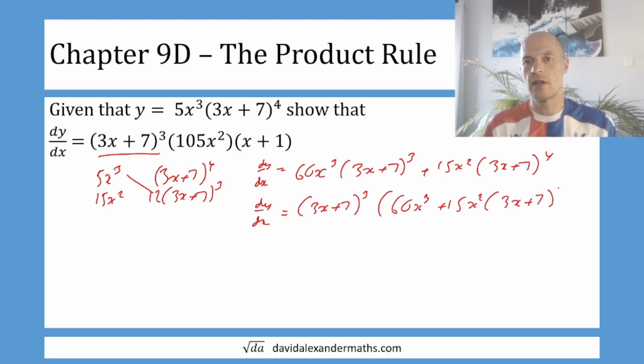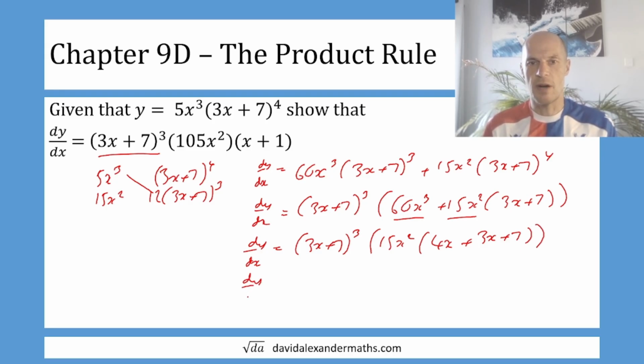and that will leave me with 60x cubed plus 15x squared, lots of 3x plus 7. Now I could expand this out, however I can see here that I can factor out an x squared and a 15. So dy by dx is 3x plus 7 cubed. So that's going to be 15x squared, and if I take 15x squared out of a 60x cubed, that will leave me with a 4x, and if I take the 15x squared out of the 15x squared, then that just will leave me one lot of 3x plus 7.